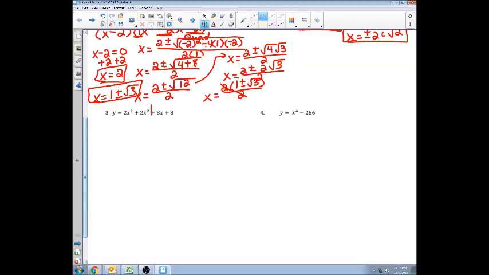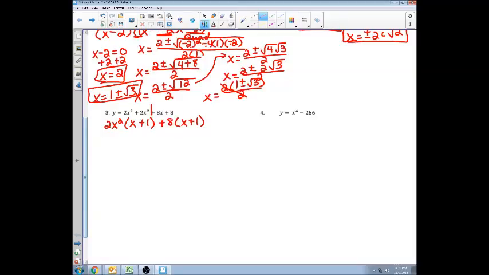I'm going to split it right down the middle. What is the GCF between 2x to the 3rd and 2x squared? It's going to be 2x squared, which would leave me with x plus 1. What's the GCF between 8x and 8? It would be positive 8, which would leave me with x plus 1.